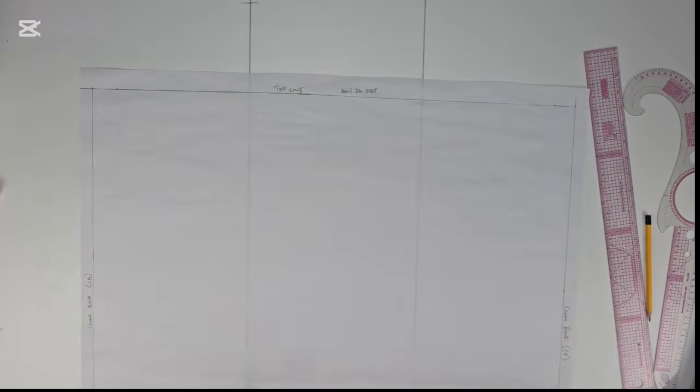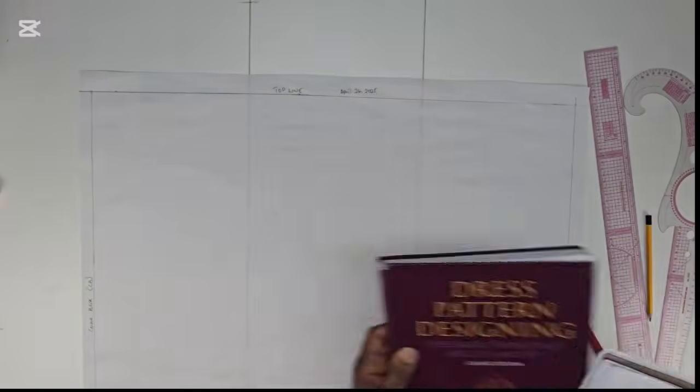So now we start drafting our pattern. We'll be bringing the book back. Okay.